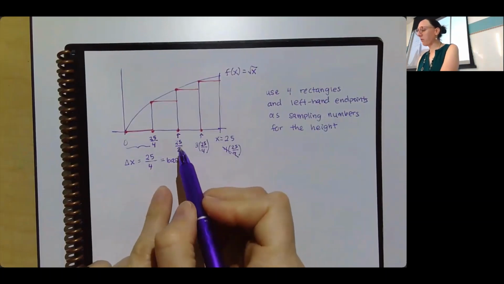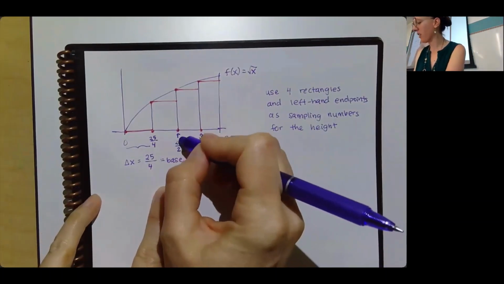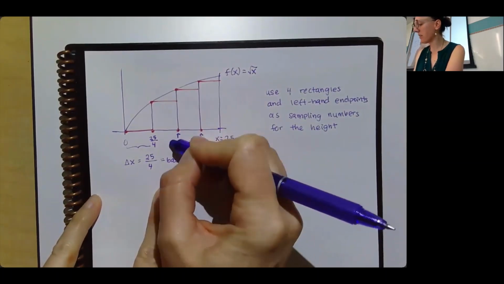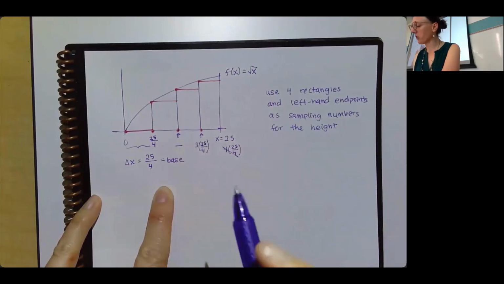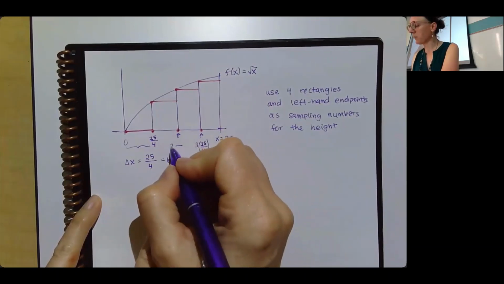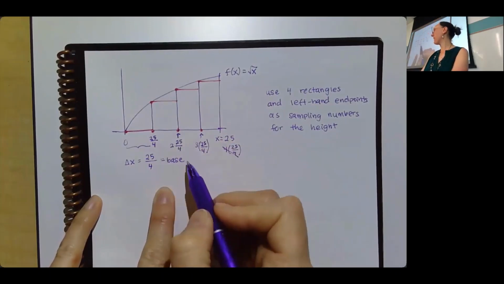So that 25 over 2, if I wanted to write it so that it kind of looked the same as the others, I didn't need to erase the 25. I could think about that 25 over 2 as 2 steps that were 25 over 4, and then just simplify the 2/4.